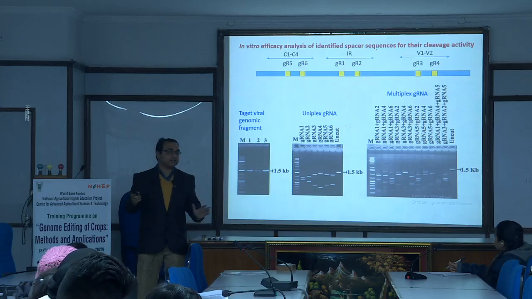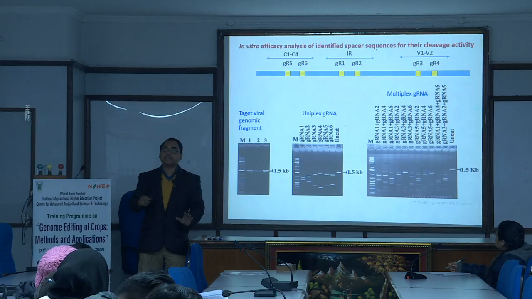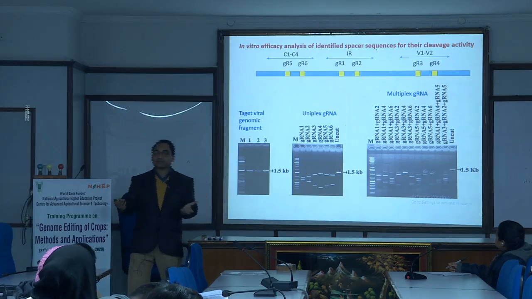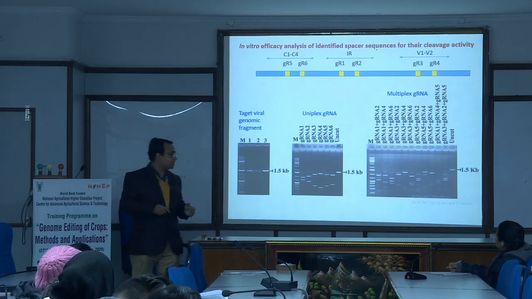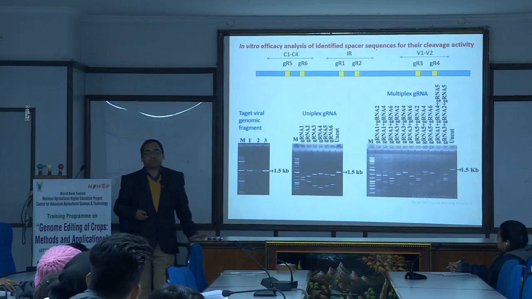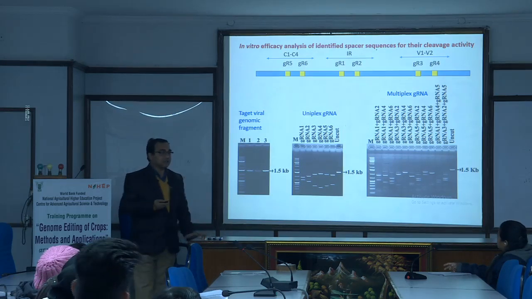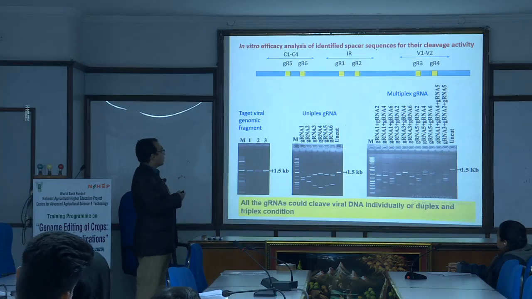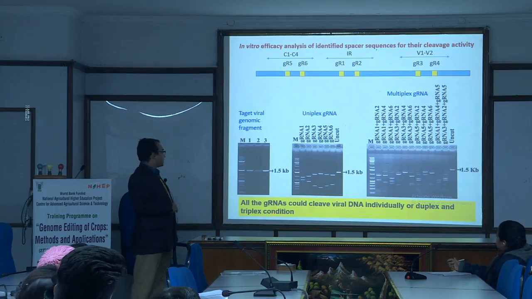Now you can imagine if the virus is inside the plant, the viral genome will be cut into so many fragments. Is it possible to religate all those molecules exactly to form a new virus? That was our hypothesis, that if it is cut into so many fragments, there is definitely very little possibility that a viral molecule will regain function. So, all these gRNAs could clip the viral DNA individually or in duplex and triplex conditions.